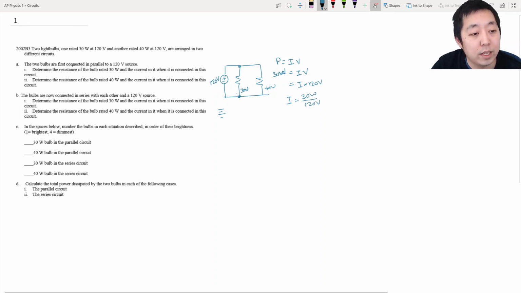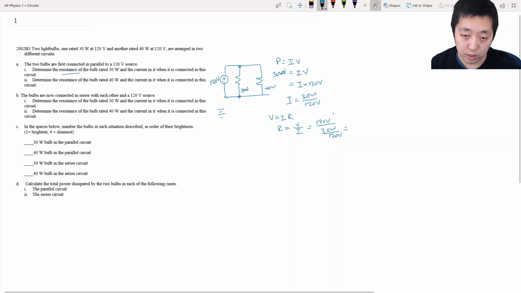Now, they're not asking for I. They're asking for the resistance of the bulb. Here you have to recognize that V equals IR, so R is equal to V over I. And V refers to the voltage across the resistor, which is 120 volts in this case, because at the two nodes across here, it's 120 volts. That's what this voltage source represents, divided by this 30 watts over 120 volts. So if I use my calculator to do that calculation, I get 480 ohms for this one.